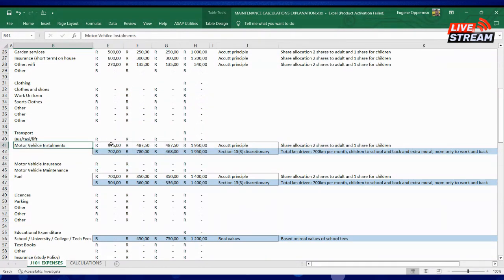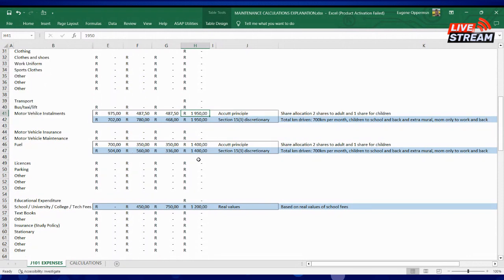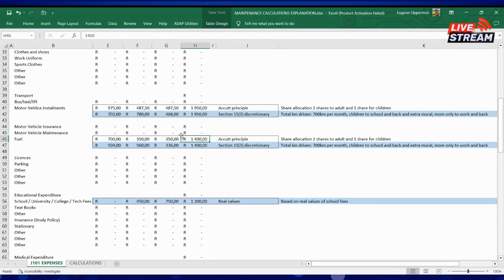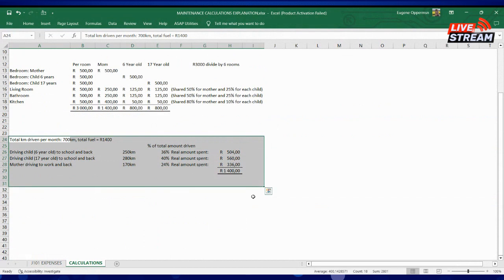Interesting with this, maybe I can just explain this a little bit more. If we were to use the simple Akut principle on, say, for example, your total amount of fuel per month, let's say 1,400 Rand, it would mean that the split would be 700 Rand for the mother and then 350 Rand for each child. But if we look at the actual figures, and I've actually done a simple calculation here, the total kilometers driven was 700 kilometers, and there was 1,400 Rand used for fuel.